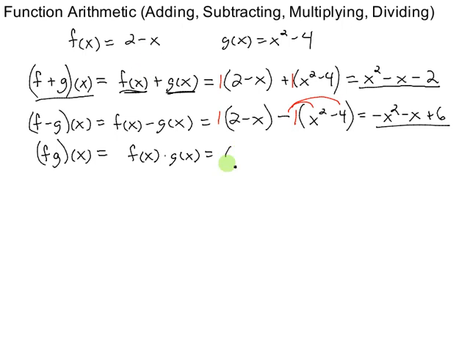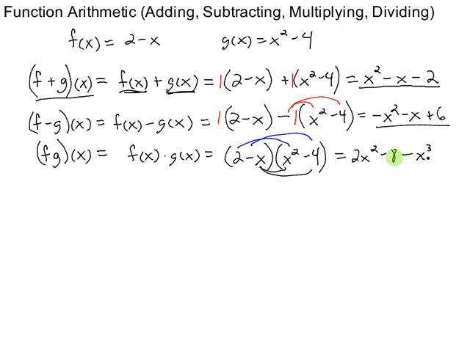F of x is 2 minus x, g of x is x squared minus 4, and you multiply these, so you have to multiply every term of the first by every term of the second, so you'll distribute your 2 through, and when you do that, you get 2x squared minus 8, and then you have to distribute your negative x through, and you get negative x cubed plus 4x, and then you just combine like terms and rearrange, so negative x cubed plus 2x squared plus 4x minus 8, and that's fg of x.